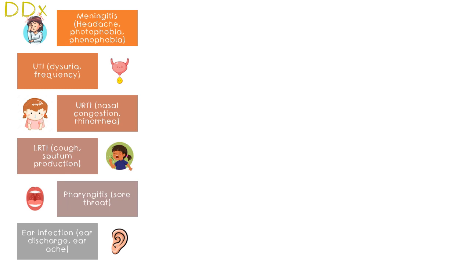Then we can ask if the child had any dysuria, if the child is older, or frequency that could suggest a urinary tract infection. Upper respiratory tract infections will be evident with nasal congestion and rhinorrhea, and a lower respiratory tract infection will cause cough and sputum production, which may or may not be purulent. You can check for pharyngitis by asking for a history of sore throat, and ear infection by inquiring about ear discharge or earache from an older child.